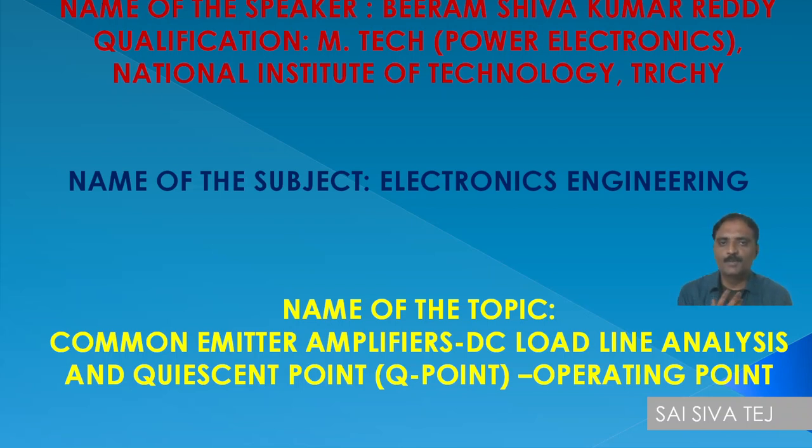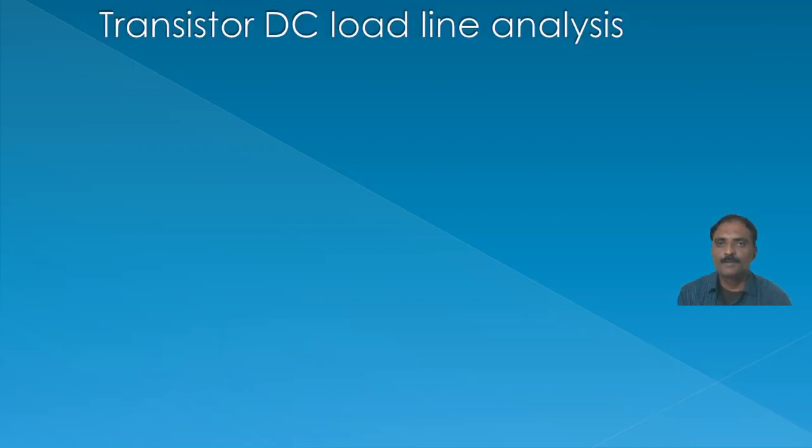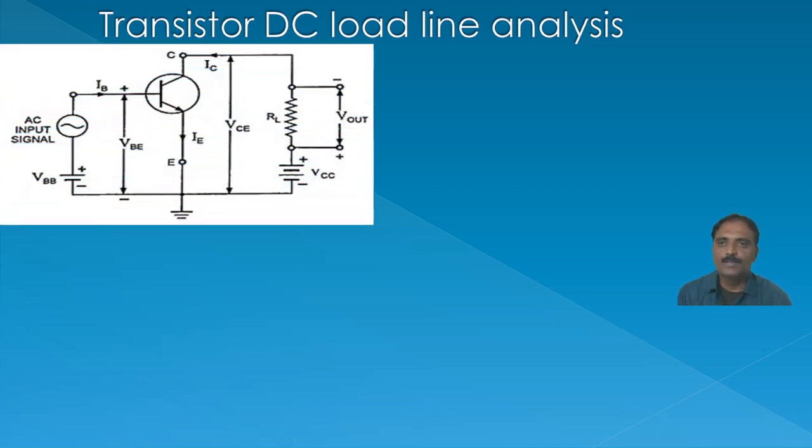In today's session, I am going to explain to you the DC load line analysis of transistors. The objective here is to evaluate the Q point, also known as quiescent point, also known as operating point. So let me go through the details. In order to do the DC load line analysis of the transistor, we have to consider the circuit diagram. Let me explain the circuit.